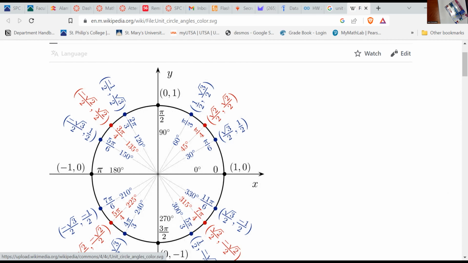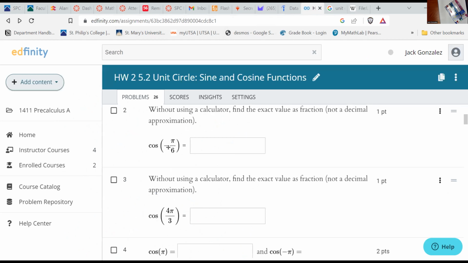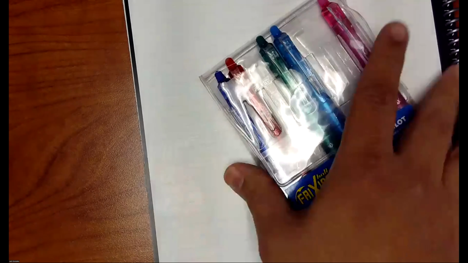Is that clear? Okay, so back to the homework. As you can see, this one's negative, so you would adjust and then find it on that unit circle. So make sure you have that all the time. On exams, you're allowed to bring your unit circle. It doesn't count towards your formula sheet; it's separate. I'm not going to force you to memorize anything.